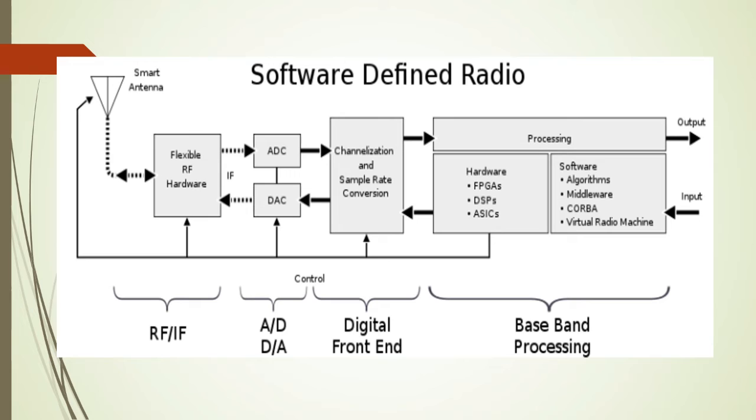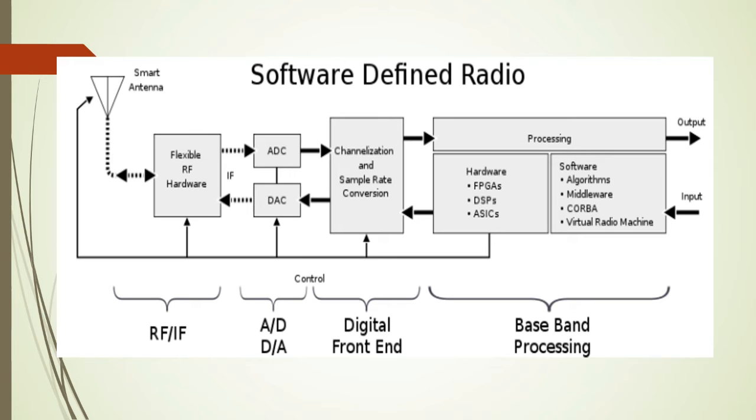Next, we can see the function of SDR. SDR receives the signal from the antenna. Radio waves are received by the antenna, and the antenna also transmits information. Here the SDR receives the signal from the antenna in analog form. That analog signal is converted into a digital signal by using an analog to digital converter. On the transmit side, the digital signal is converted into an analog signal. After that, it is transmitted through the antenna.